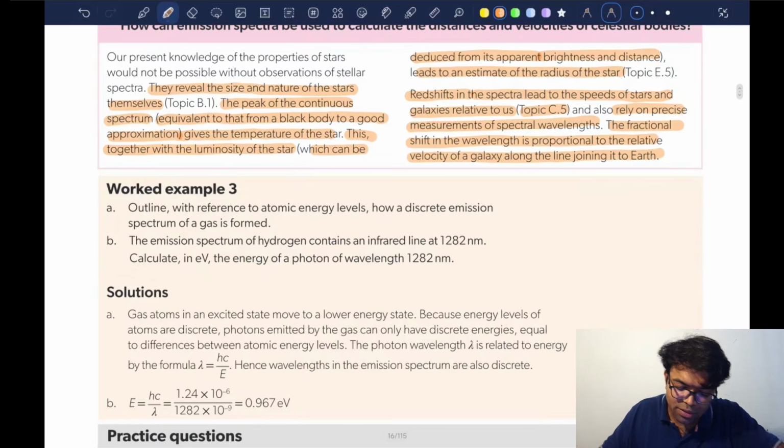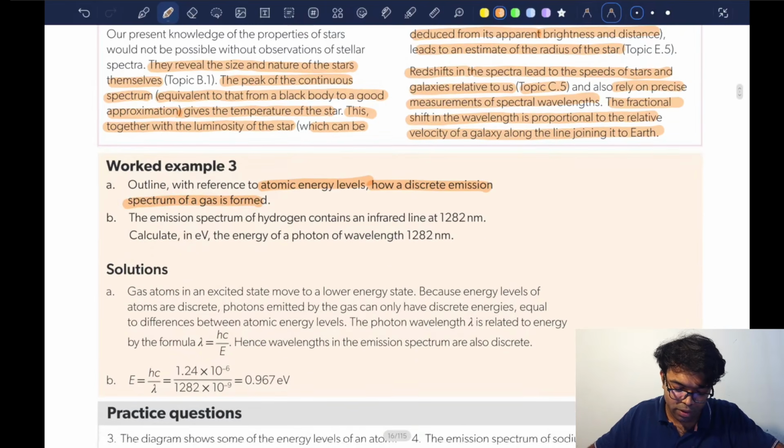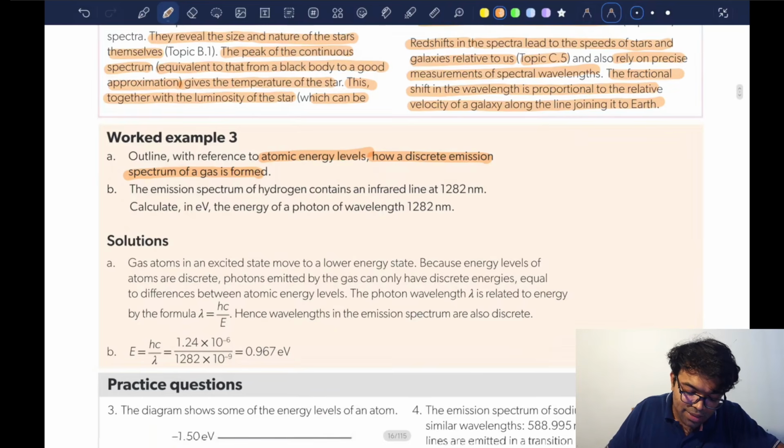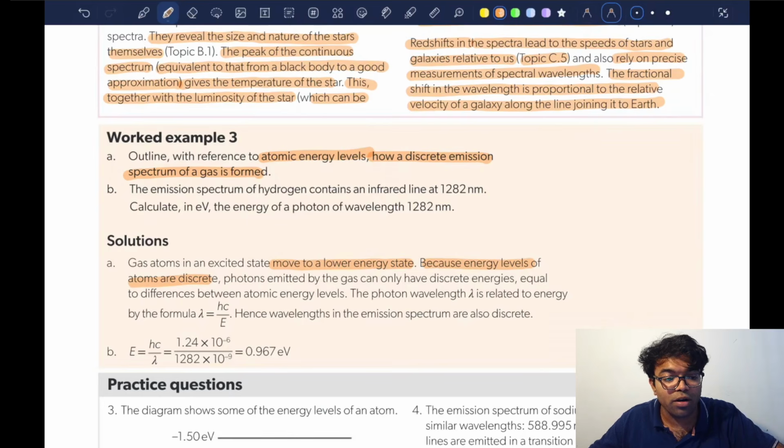Outline with reference to atomic energy levels how a discrete emission spectrum of a gas is formed. Now, gaseous atoms in an excited state move to a lower energy state, right? Gases usually have a lower energy state. Now, the gas atoms in the excited state move to a lower energy state because energy levels of the atoms are discrete. So, discrete means what? You can only have certain transitions.